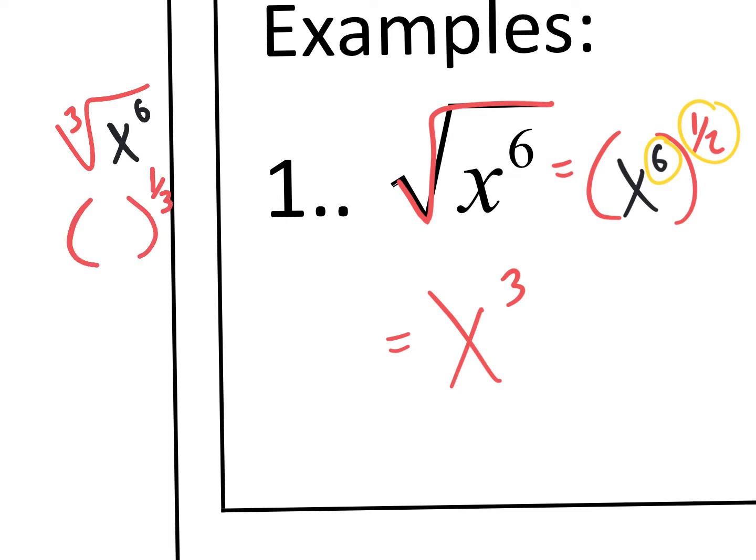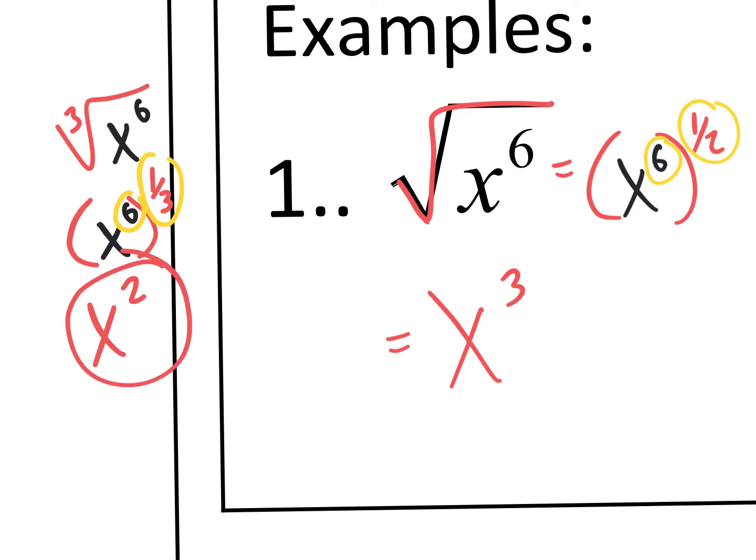the power of 1/3 with the x to the 6th right in there. And of course, a power to a power, you multiply. 6 times 1/3 is like dividing by 3, right? Multiplying by 1/3 is like dividing by 3. So you end up with x squared.